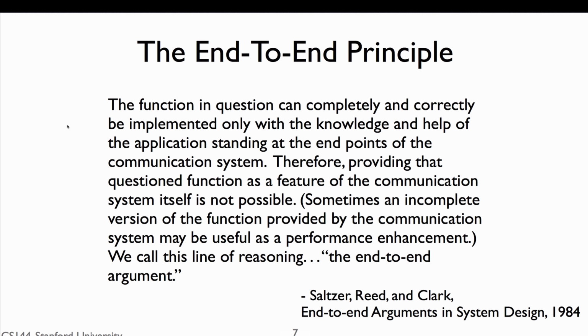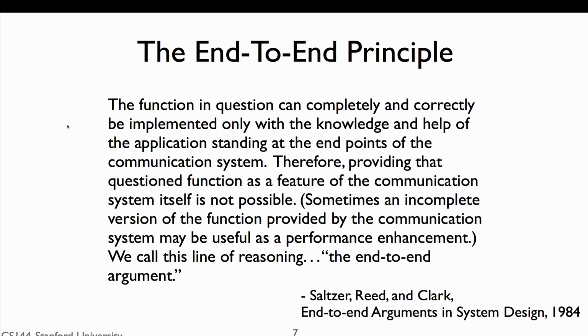Why? The reason is the end-to-end principle. The end-to-end principle was first described by Saltzer, Reed, and Clark in a 1984 paper. You'll meet David Clark later in the course when he gives a guest lecture. The end-to-end principle as they describe it is shown here. The function in question can completely and correctly be implemented only with the knowledge and help of the application standing at the endpoints of the communication system. Therefore, providing that questioned function as a feature of the communication itself is not possible. Sometimes an incomplete version of the function provided by the communication system may be useful as a performance enhancement. We call this line of reasoning the end-to-end argument.